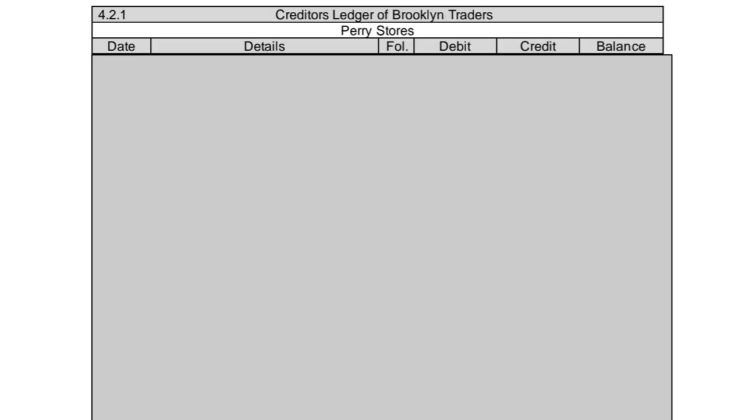Now we've got to complete the creditors ledger of Brooklyn Traders. The first mistake in the creditors ledger, if you go to invoice 100 on May the 3rd, in your creditors ledger it's 5,900 and in your creditors statement it's 9,500. So the amount is incorrect. The difference of 5,900 and 9,500 is 3,600, which needs to be credited.